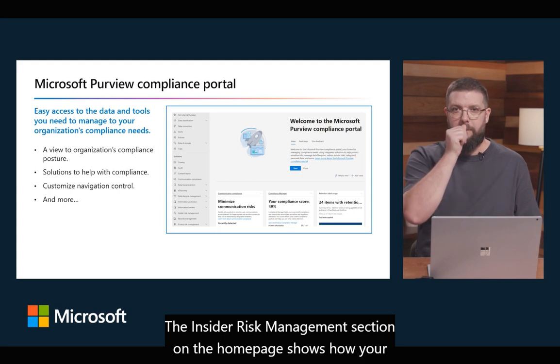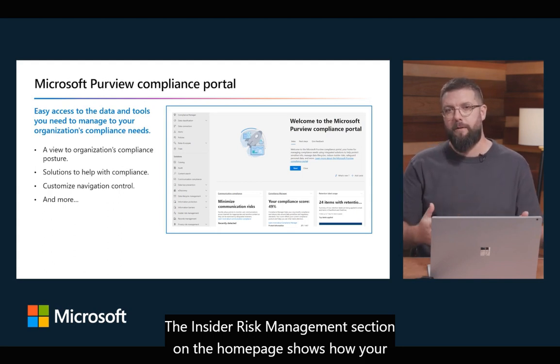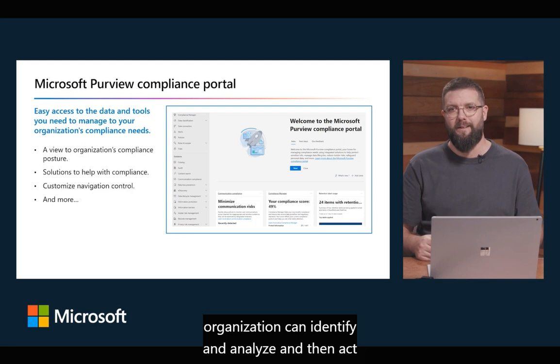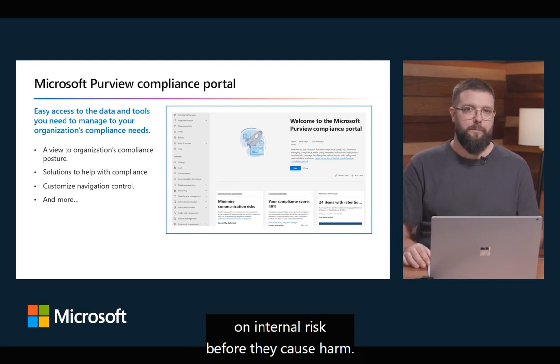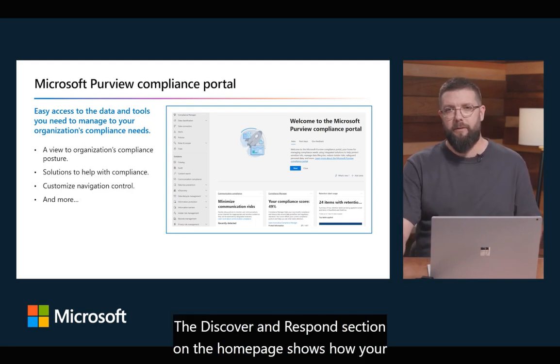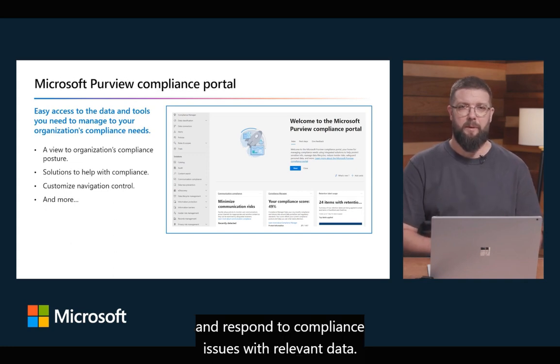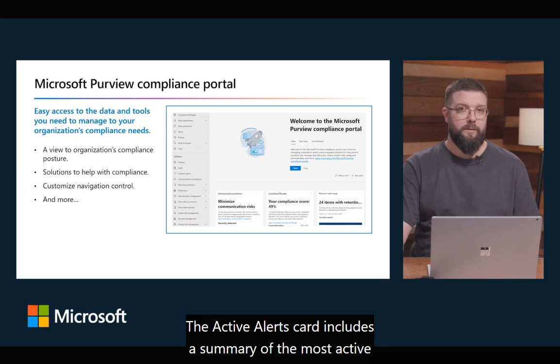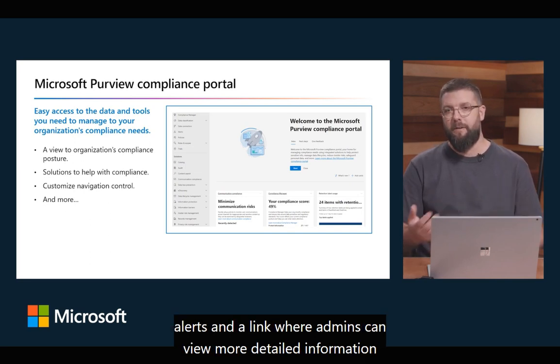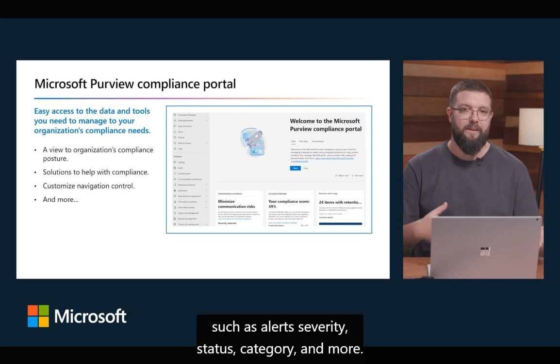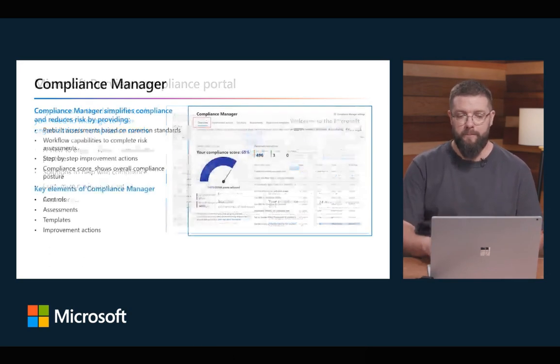And the insider risk management section on the homepage shows how your organization can identify and analyze and then act on internal risks before they cause harm. And the discover and respond section on the homepage shows how your organization can quickly find, investigate, and respond to compliance issues with relevant data. The active alerts card includes a summary of the most active alerts and a link where admins can view more detailed information such as alert severity, status category, and more.